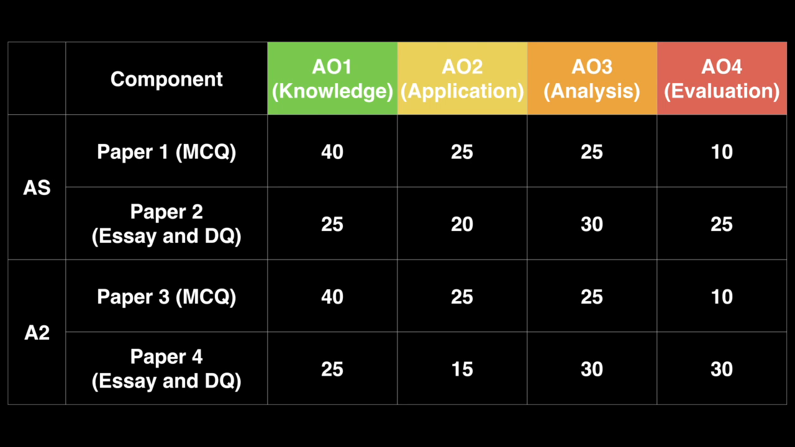That changes quite a bit when you get down to paper 4, which is about 30% evaluation. So you can see that in A2, evaluation becomes more important. And in AS, it's a little bit lighter, but not that much. So it's very important to start building this skill in AS, and then this should prepare you well for fine-tuning it in A2.